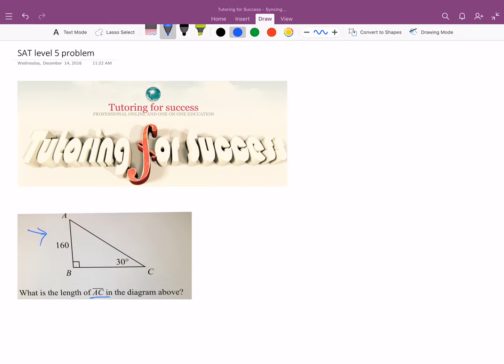So let's start. So I have a triangle. A, B, C, 30 degrees, 160. Okay, let's go about a little bit of the basics behind this kind of triangle.